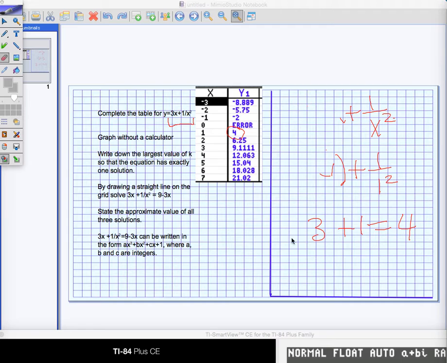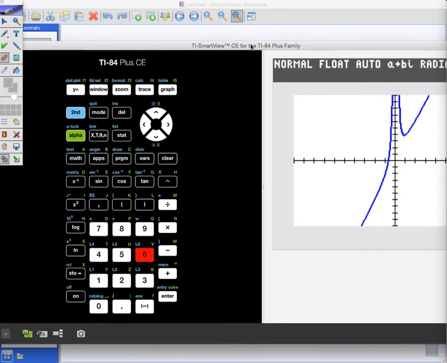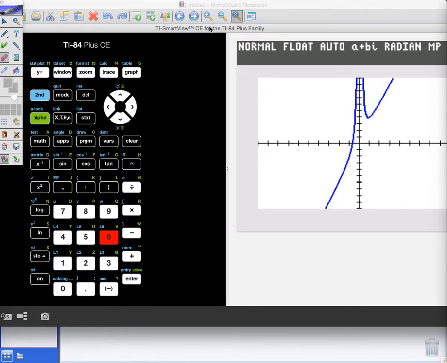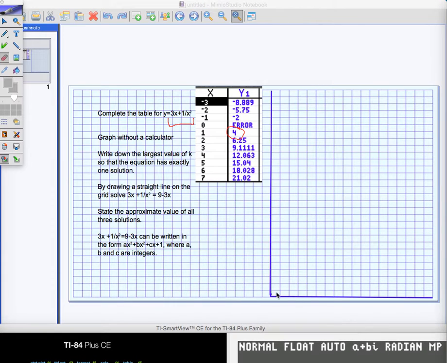So the second question is asking you to graph it without a calculator. What I'd like to do first is use a calculator just to see the basic shape of this graph. If we look at the basic shape, we have a nice little swoop going up here and then a little curve going down here. It's an interesting little graph. So now you have a basic idea. Let's go ahead and do what the question asks and graph that by hand.